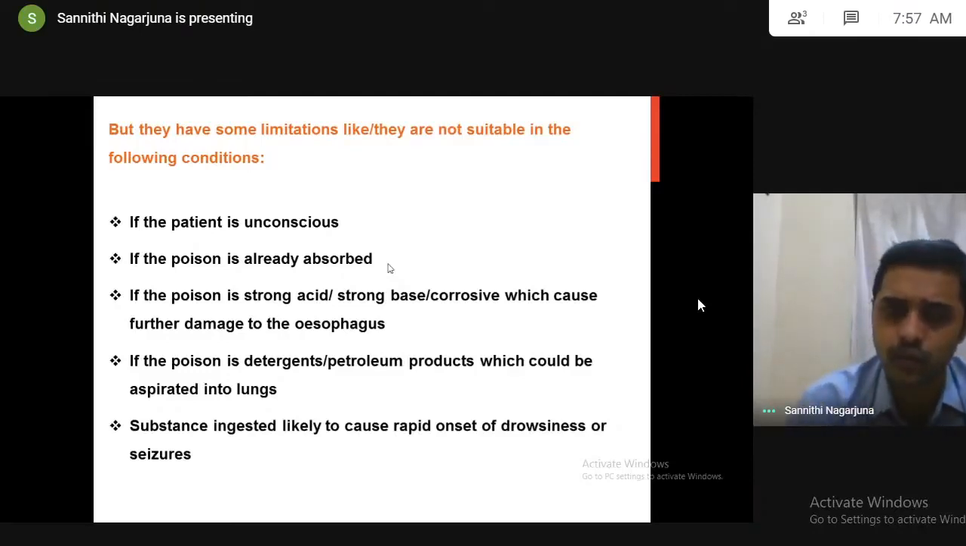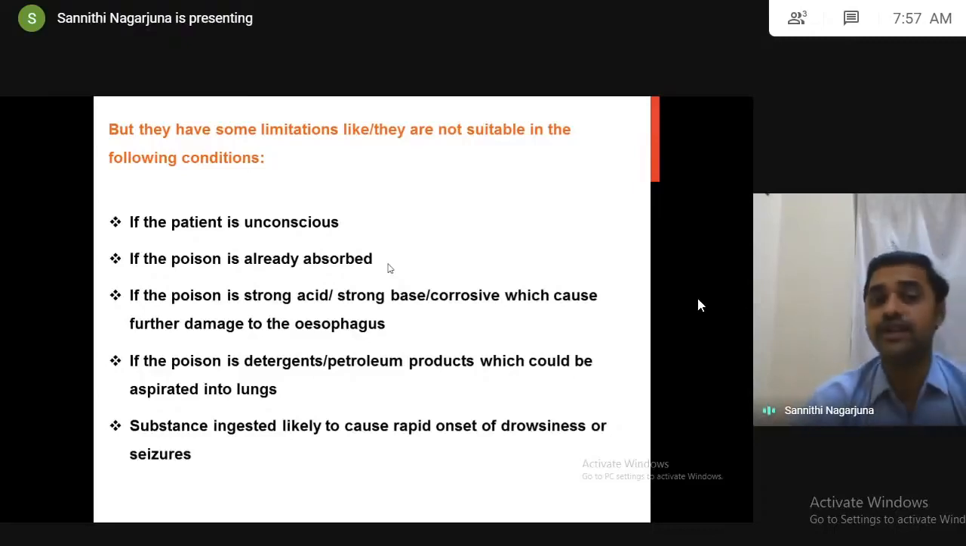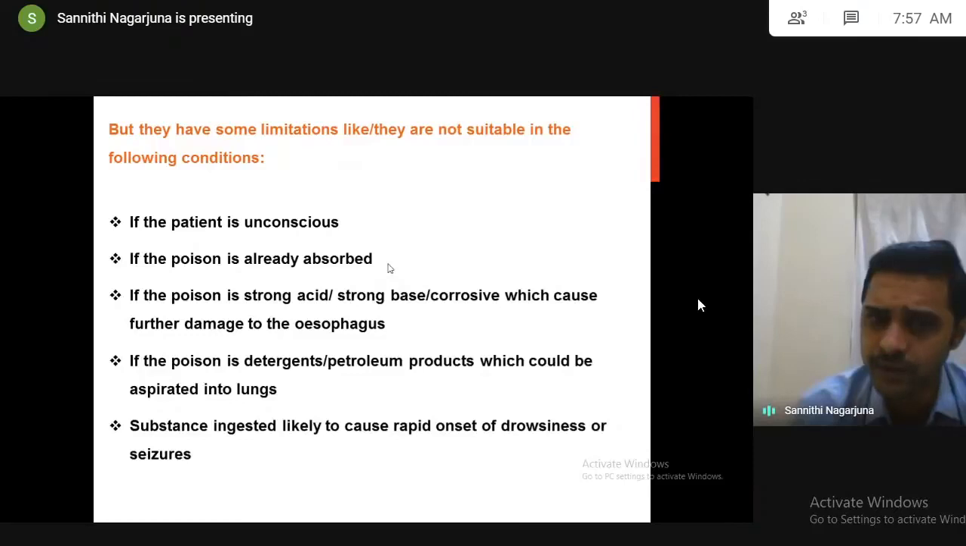So we use emetics only when the poison is not absorbed. Sometimes when you vomit, what is the reason? Because food is not digested; because of indigestion I'm having vomiting. So only when there is no digestion and no absorption is vomiting useful. If the poison is already absorbed and has entered the blood, we cannot get it back in the form of vomiting.